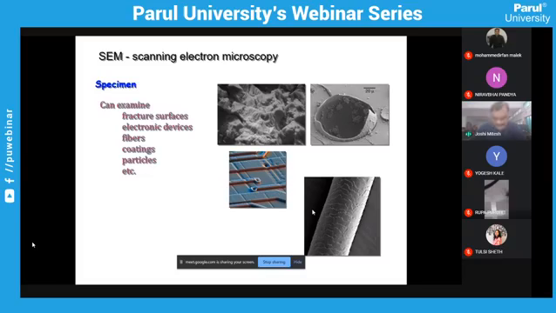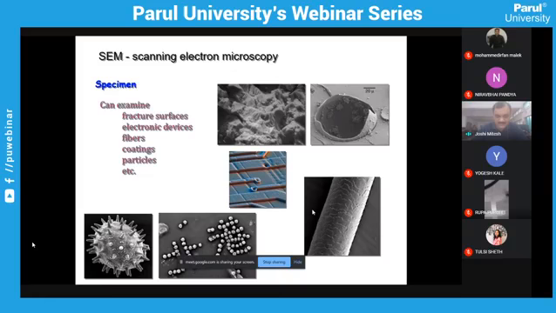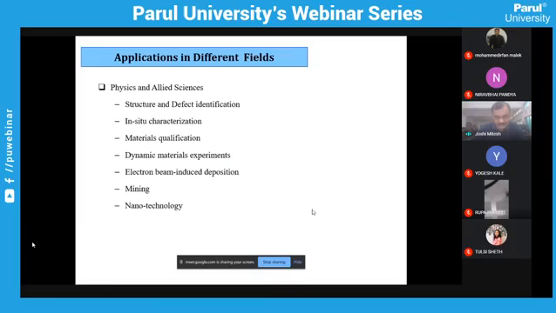I give you a brief of where scanning electron microscopes are actually applied nowadays. These are the surfaces, as I said. These are nano synthesized materials, viruses, and all those things. So let's discuss some important applications nowadays which are used in different fields. As part of physics and applied sciences, there are vast applications, starting from structure to defect identification inside the material. Structure is nothing but, as I said, face-centered cubic and all the crystal structures.